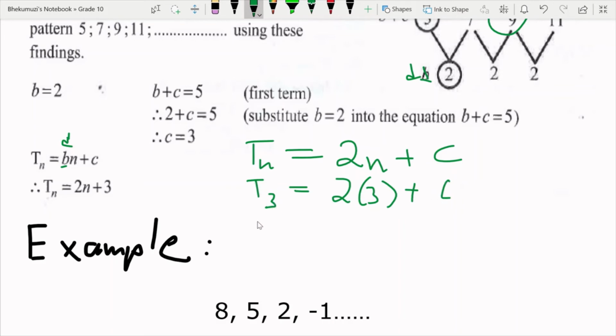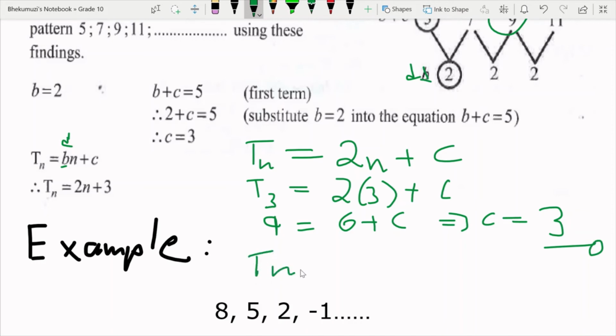So it's 9 equals 2 times 3 plus c. So 2 times 3 is 6, right? And since we know that it's 6 plus c, then we solve for c. That c would mean that in actual fact we get 3, and that would be your c. And then you rewrite it again and say that your Tn, or your general formula, is 2n + 3, and that would be how you get your general formula.